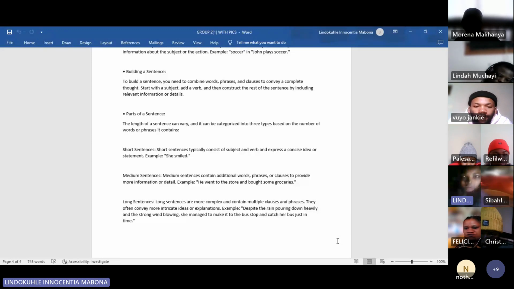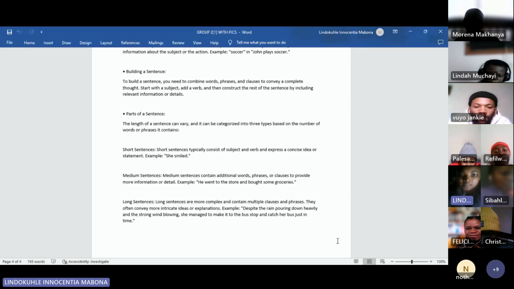Medium sentences. Medium sentences contain additional words, phrases, or clauses to provide more information or detail. For an example, he went to the store and bought some groceries.